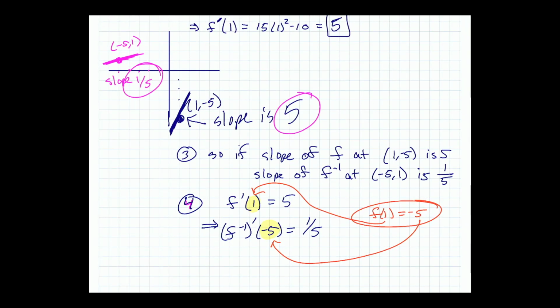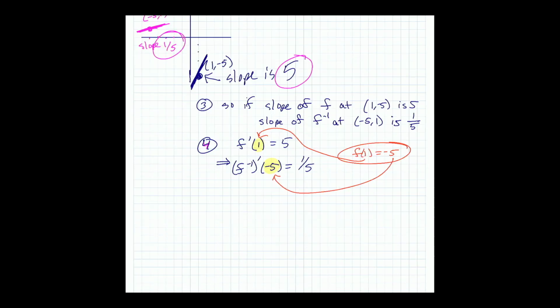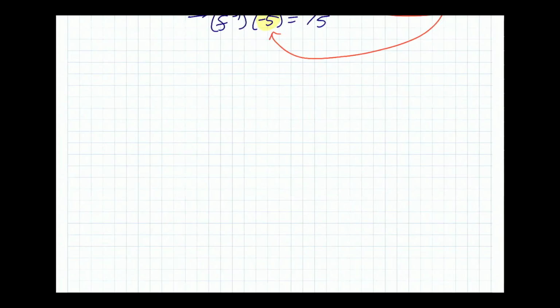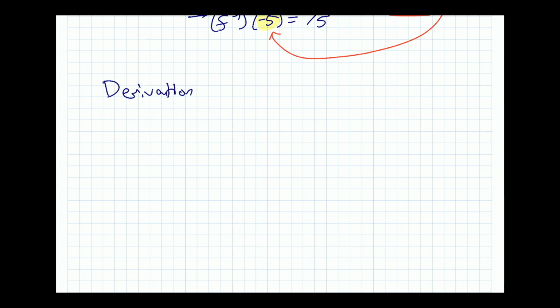so that's a little bit of just understanding the situation, right? There are two points that you're talking about, one on f and one on f inverse, and the slopes are reciprocals of each other, like 5 and 1/5. Okay, now what's the formula? Well, I'm going to derive it. Derivation of the formula for the derivative of an inverse.